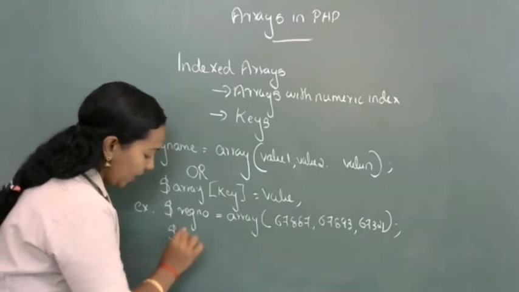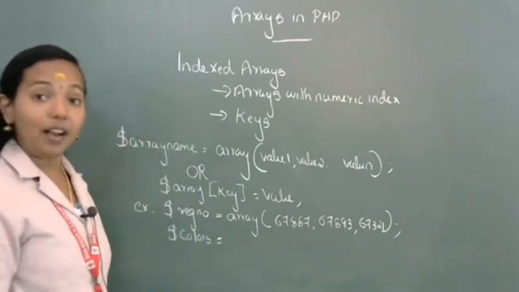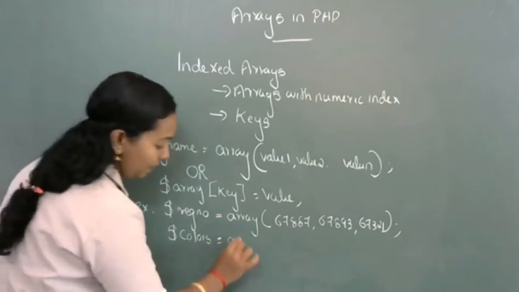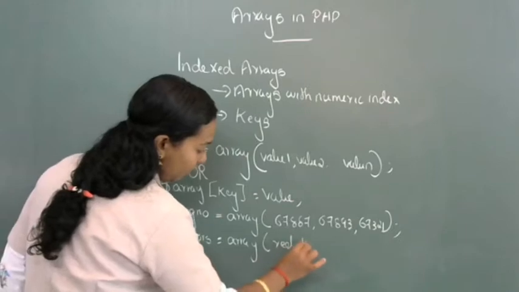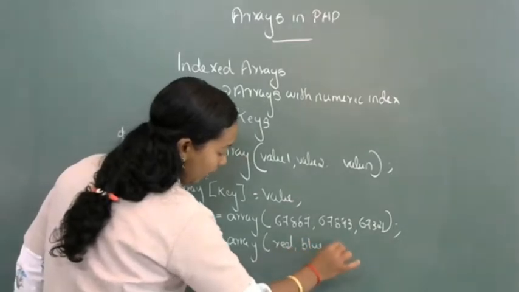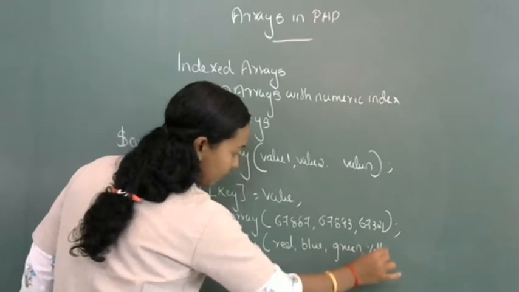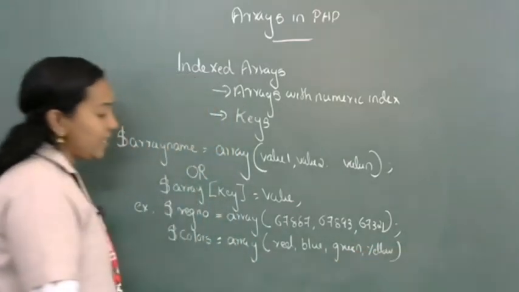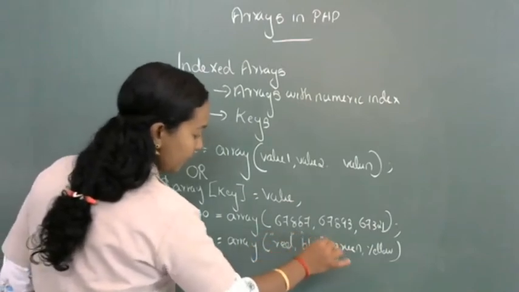$colors is the array name here. Colors is equal to array red, blue, green, yellow. Then you know every string value is enclosed between double quotes.